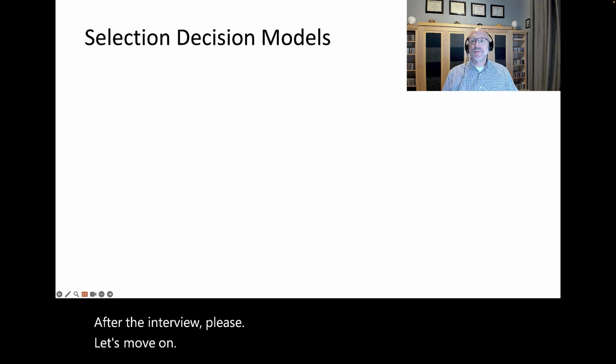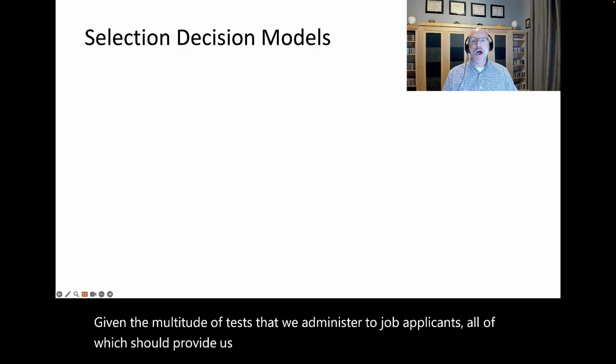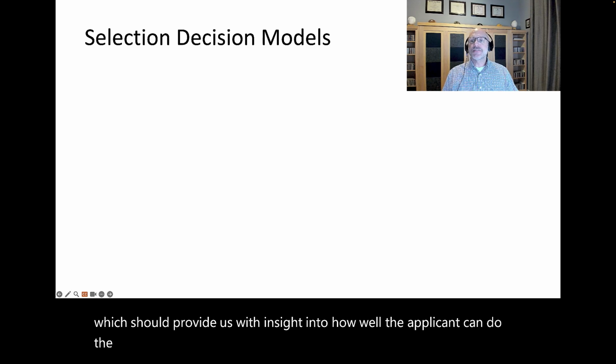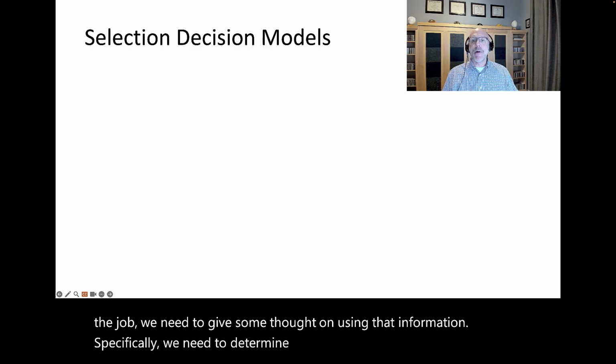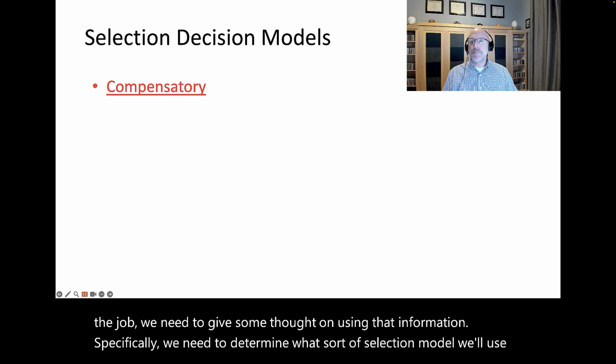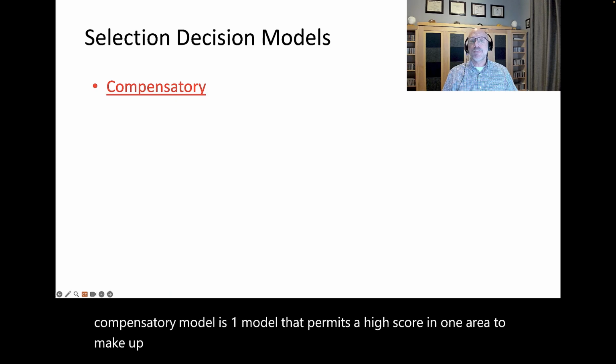Given the multitude of tests that we administer to job applicants, all of which should provide us with insight into how well the applicant can do the job, we need to give some thought to using that information. Specifically, we need to determine what sort of selection model we'll use. A compensatory model is one model that permits a high score in one area to make up for or compensate for a low score in another area.